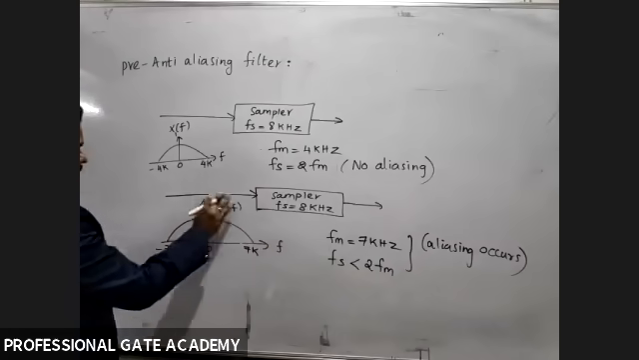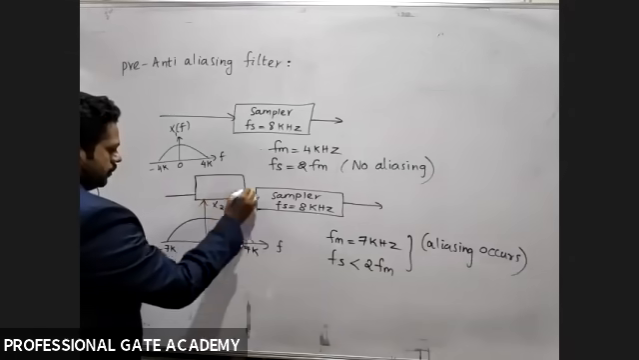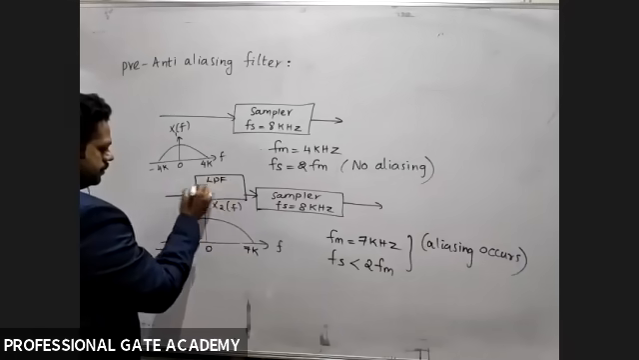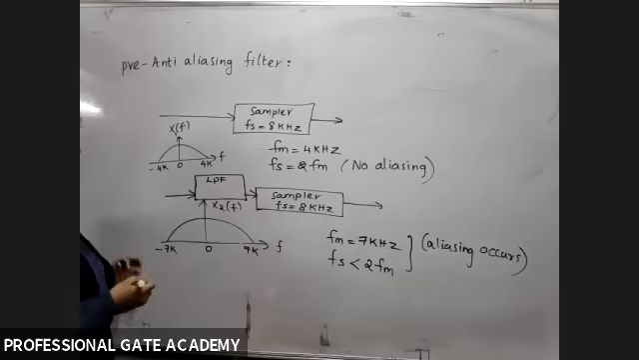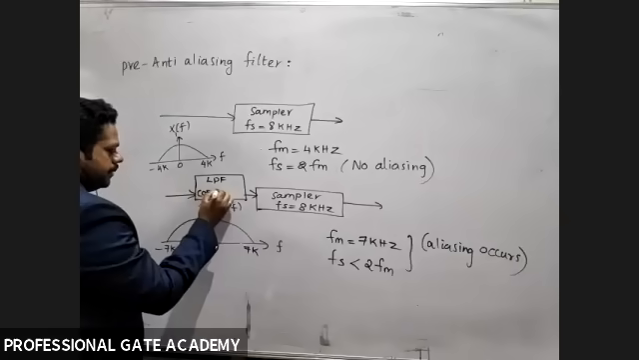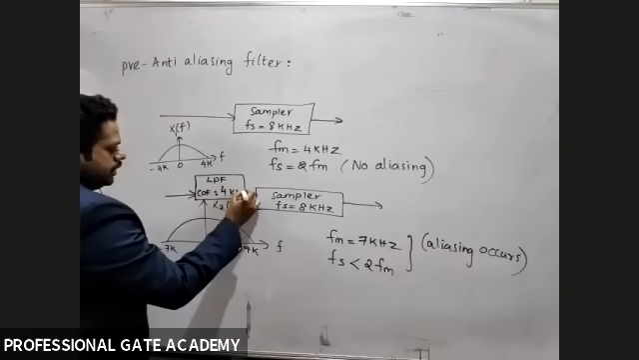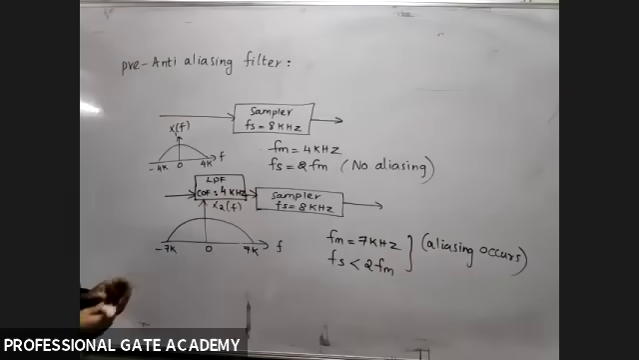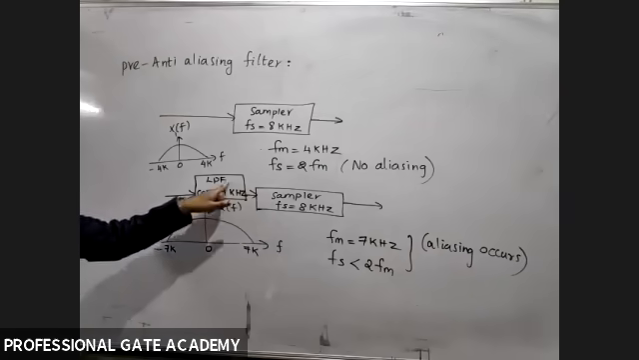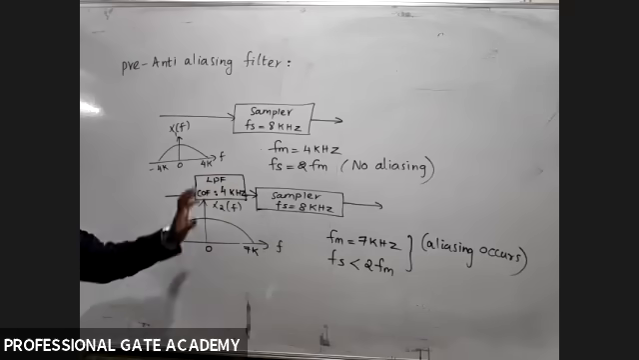Now, to avoid that, here I will put a low pass filter. Before the sampler, there is a low pass filter. That low pass filter has a cutoff frequency of 4 kilohertz.